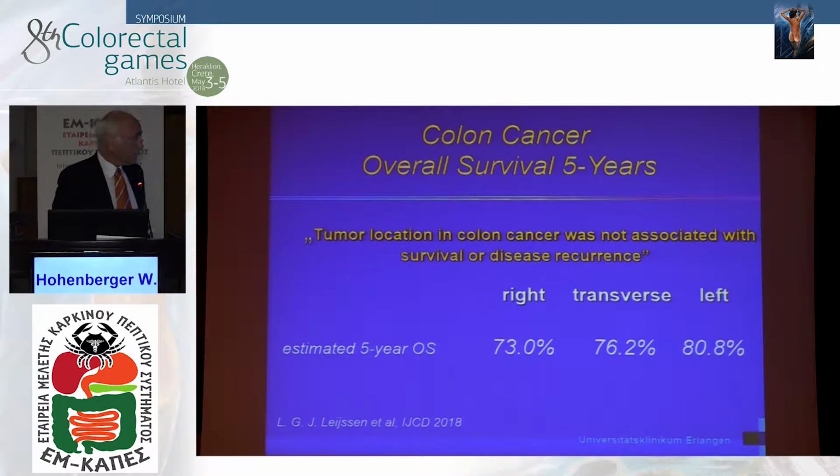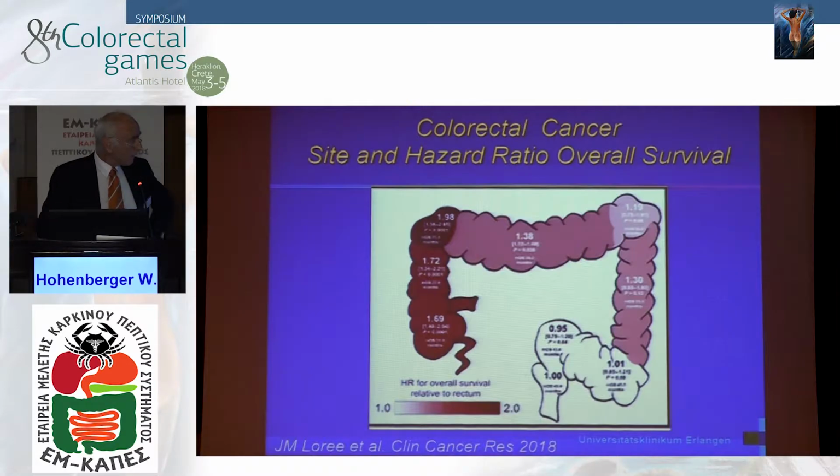On the other hand, there is data in the literature saying there's no difference, but I think it's just due to the small figures. Again you see the left colon is doing a bit better than the right, and transverse is again in between. And just this year a paper was published on the hazard ratio compared to survival of the rectum, because you may know rectal cancer is doing now everywhere in the world better than colon cancer, and this is a bit confusing because 30-40 years ago it was exactly the opposite, and colon cancer did much better than rectal cancer.